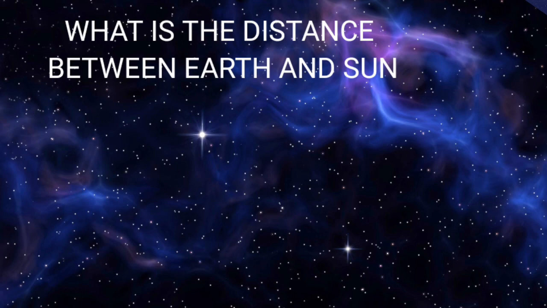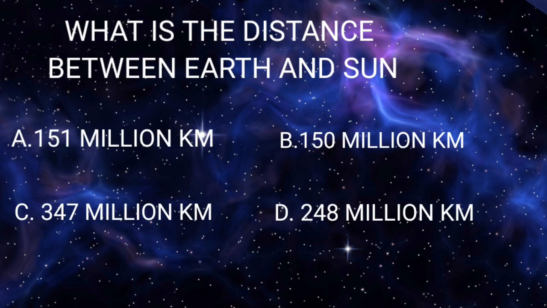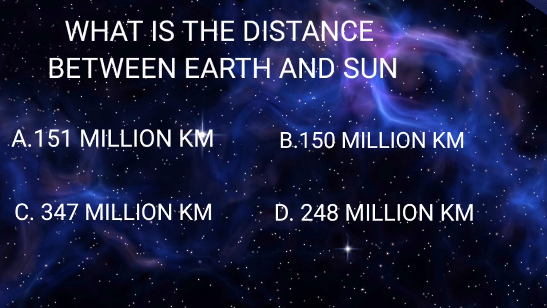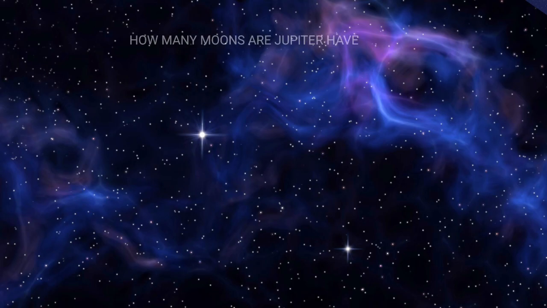What is the distance between Earth and Sun? You have 10 seconds. The correct answer is option B.